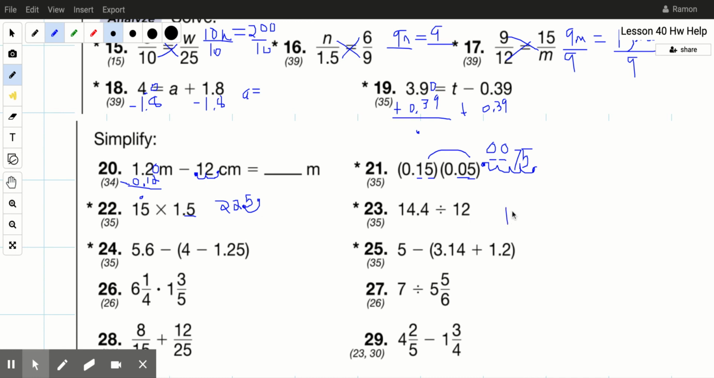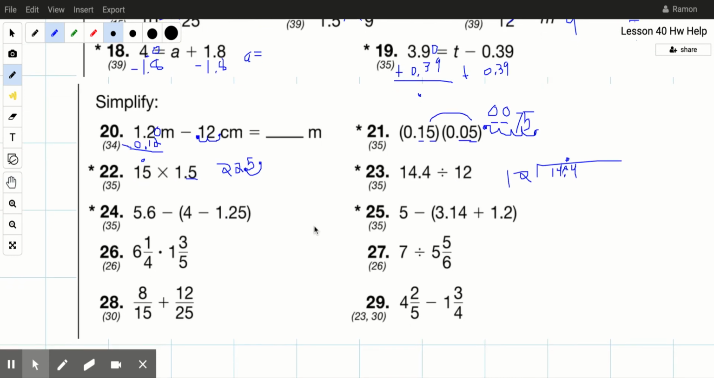23, long division. Place the decimal above itself in the quotient and then ignore it. So decimal goes up top, and then you just divide like you normally would. Make sure that you have everything nice and neat and organized so you don't get confused.